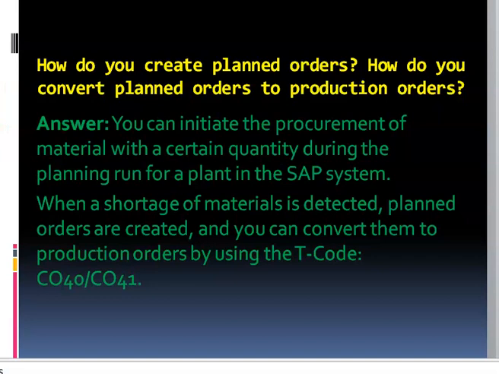How do you create planned orders? How do you convert planned orders to production orders? Answer: You can plan the procurement of material with a certain quantity during the planning run for a plant in the SAP system. When a shortage of materials is detected, planned orders are created and you can convert them to production orders by using the T code CO40 or CO41.